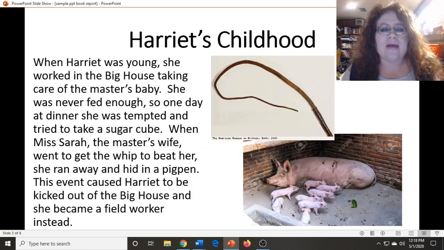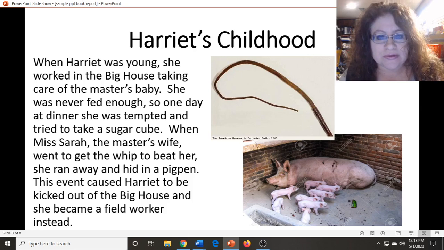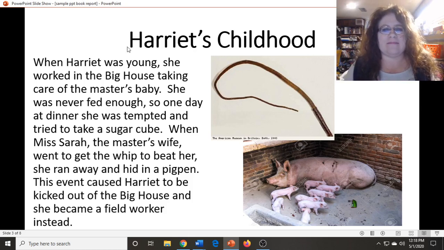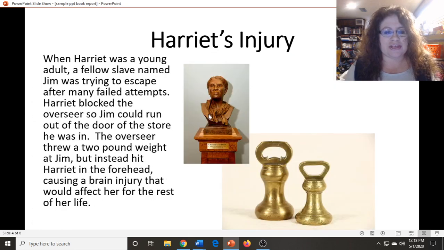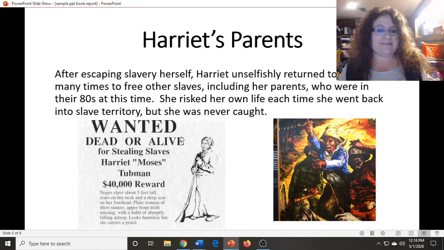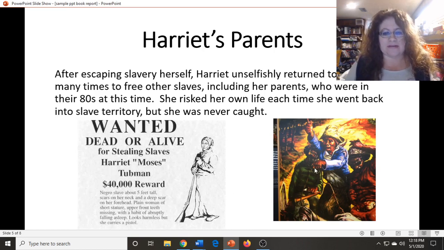Then you have the three main events that you choose. And then at the top, you describe the event. This is Harriet's childhood. You can see I described when she took the sugar cube and had to hide in the pig pen. I have the whip and I have some pigs here. The next event I said was Harriet's injury, where I describe how she was hit in the head with a 2-pound weight. And here are weights to give you an idea of what that thing looked like when it hit her in the head. And I have Harriet's parents, describing how she freed them. There's a picture, how she was wanted dead or alive, but she still risked her life.